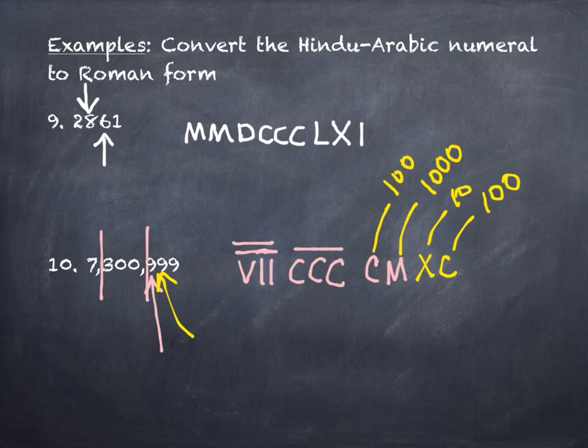We have our last digit here, which is the 9. How do I get this 9? IX. So I is worth 1, X is worth 10, so IX would be worth 9.